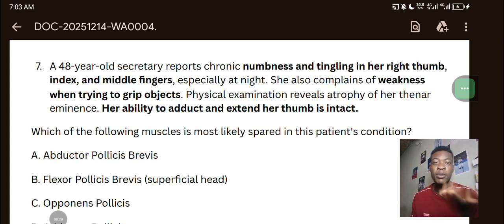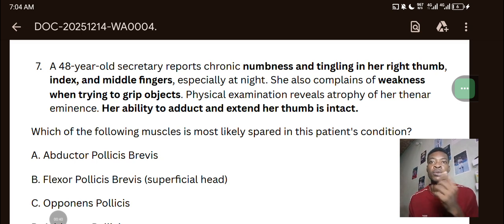A 40-year-old secretary reports chronic numbness and tingling in her right thumb, index, and middle fingers, especially at night. So we can see a popular anatomy, Carpal Tunnel Syndrome, right? A triad of Carpal Tunnel Syndrome, because there's numbness in the right thumb, index, and middle fingers, especially at night. That's where it gets worse. So she complains of weakness when trying to grip objects.